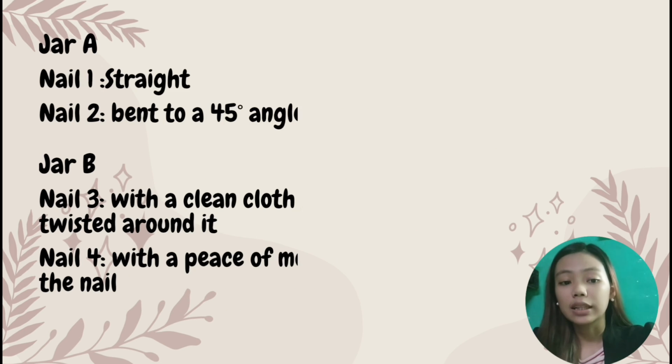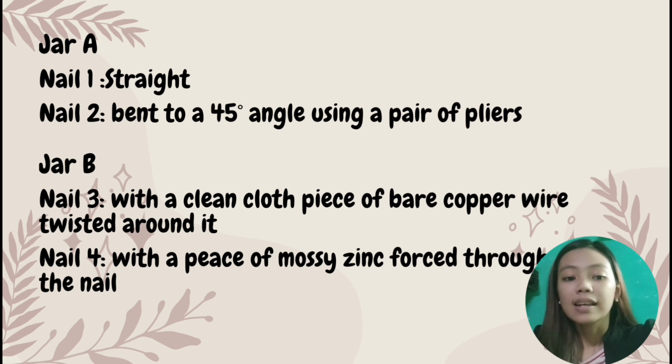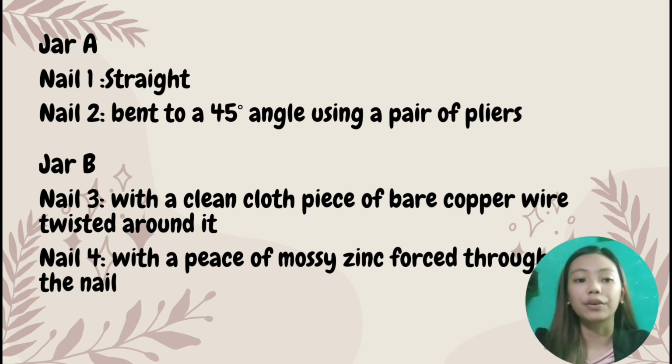While the gelatin solution is being prepared, sand the nails to remove the surface coating, then prepare 2 jars according to the following setup. Imagine, for example, we have jar A and jar B. On jar A, we will place nail 1 straight, and nail 2 bent to a 45-degree angle using a pair of pliers.